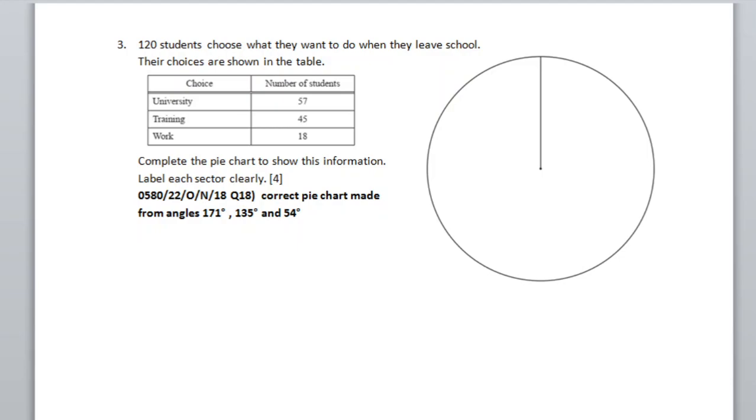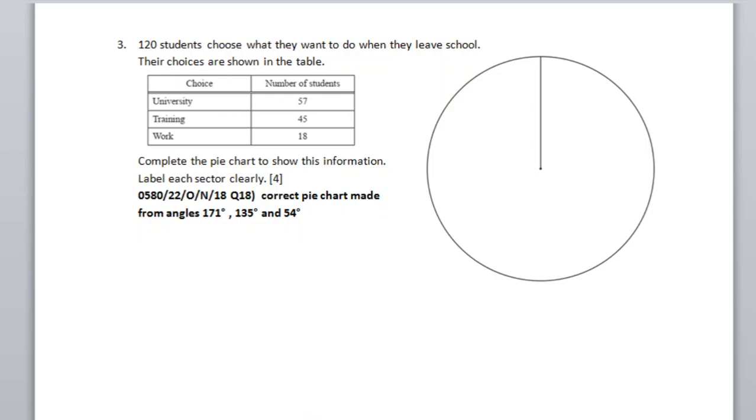Question number 3. 120 students chose what they want to do when they leave school. The choices are shown in the table. Complete the pie chart to show the information. Label each sector clearly. Okay.